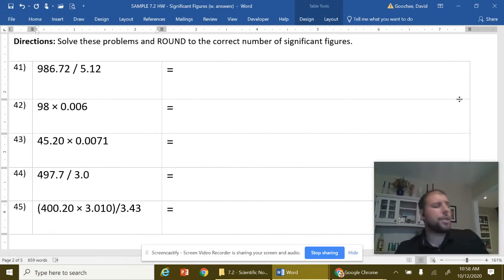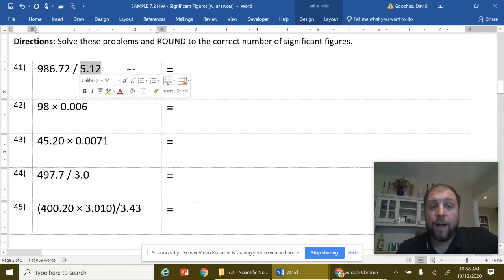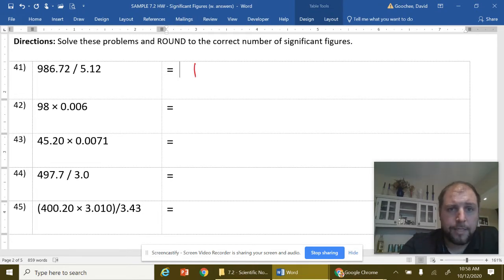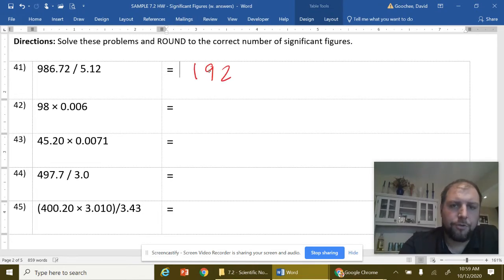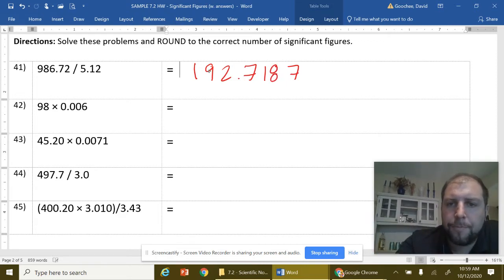So let's say you had this first problem right here: 986.72 divided by 5.12. What is the answer? Well, if you plug it into your calculator, here's what the calculator spits out: 192.71875.